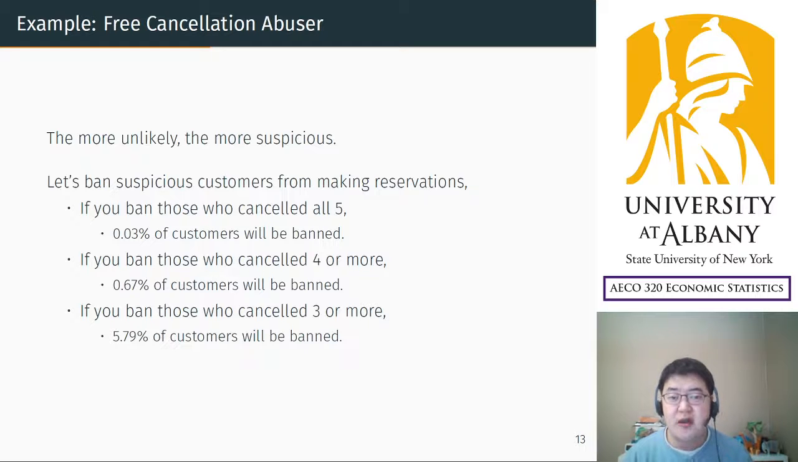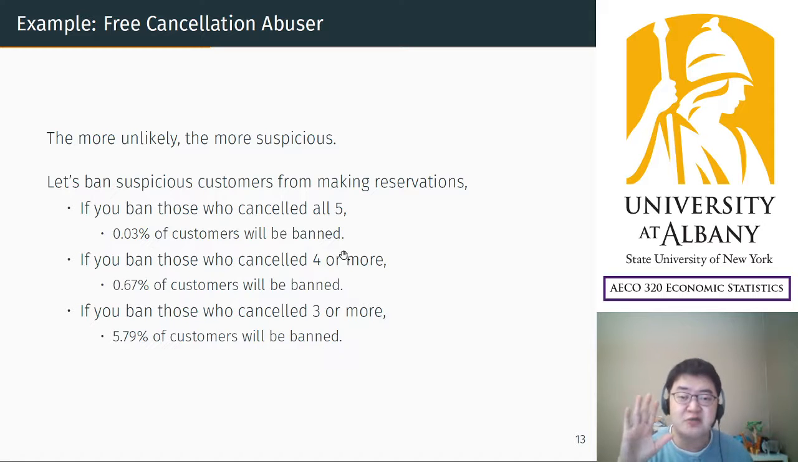So as you can see, what you need to do here is choose how much you sacrifice the innocent customers. If you don't want to ban innocent customers, you have to minimize the probability of banned innocent customers. So you have to choose this. But if you don't care about those innocent customers, you may choose this. So it's up to you which percentage you choose.